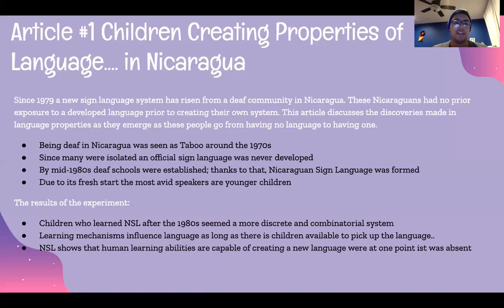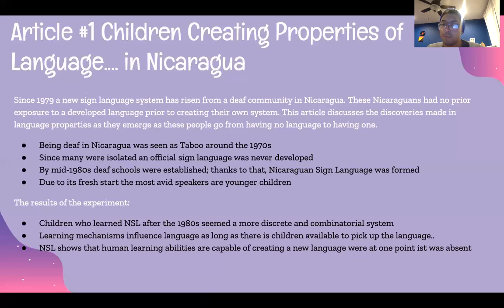And in an experiment, they got a cohort of about 30 Nicaraguans from the first generation, 1970s to 1980s, 1990s, and they were able to see the progression that was made. What they found was that children who learned Nicaraguan Sign Language after the 1980s seemed to have a more discrete and combinatorial system. Also, learning mechanisms have influence as long as children are able to pick up the language.